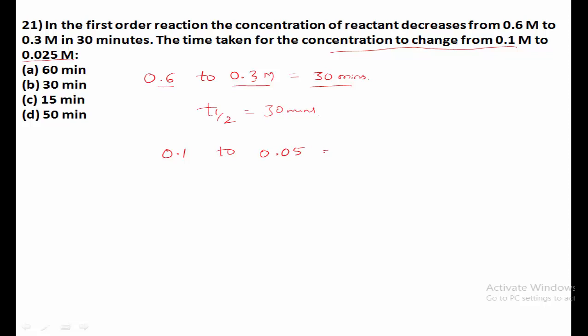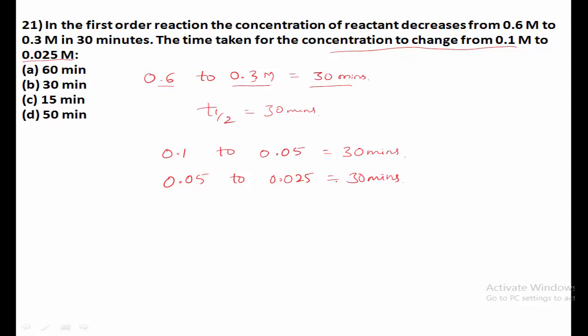0.05. So in order to reduce from 0.1 to 0.05, how many minutes will it take? It takes 30 minutes, because the half-life for a first order reaction is constant. It does not depend on the initial concentration. Again, from 0.05 I will reduce to half. Half of 0.05 means 0.025. So again, how much time will it take?